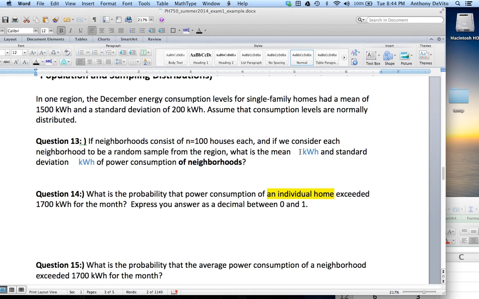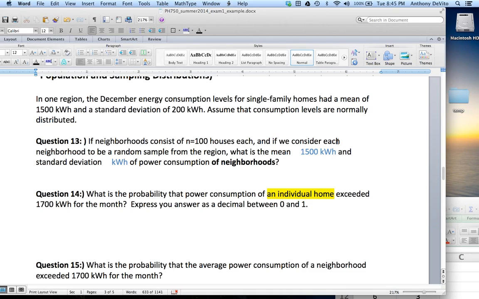Well, anybody want to hazard a guess on what the mean would be for the neighborhoods if we took the means of all 100 neighborhoods? It's the same thing as if we took repeated samples from a population, as we said yesterday. The mean of the samples is going to approximate the mean of the population. Perfect, 1,500. Thank you very much, Nicole.